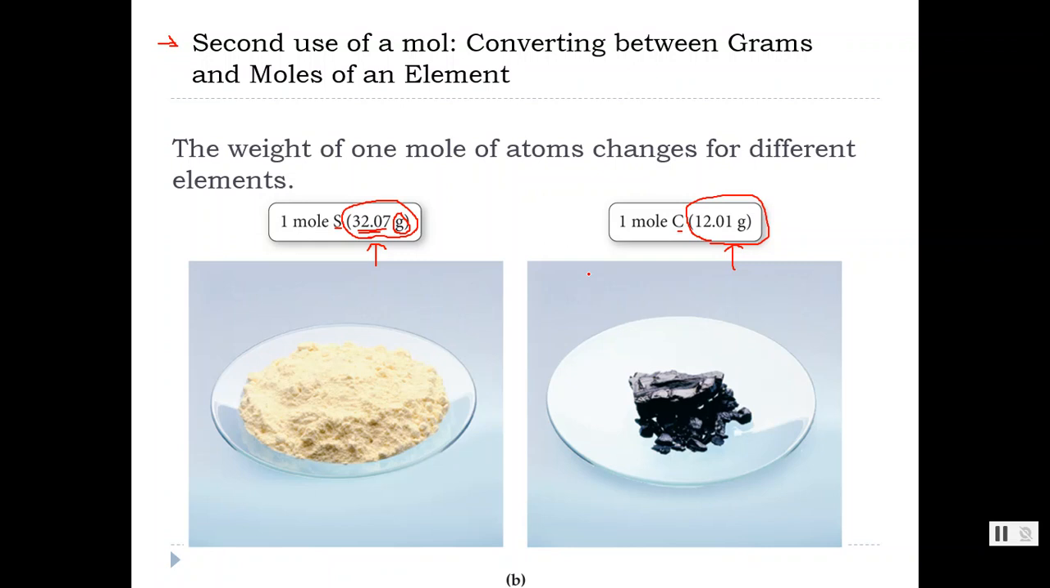So let's look at hydrogen. Look at your periodic table. Hydrogen has an atomic mass of 1.01 AMUs.